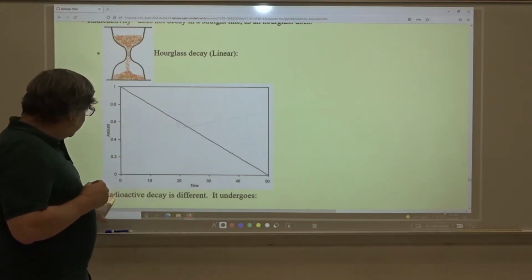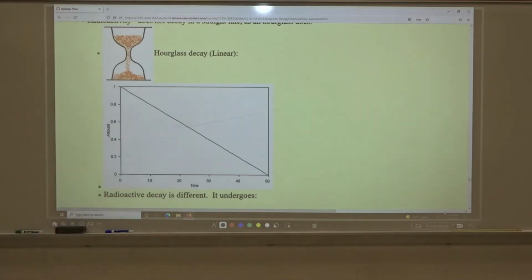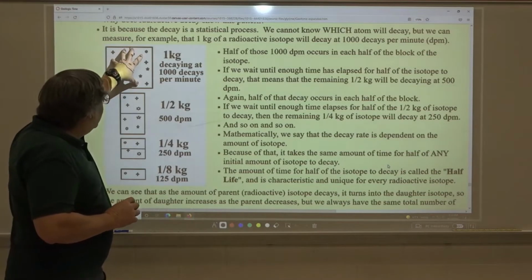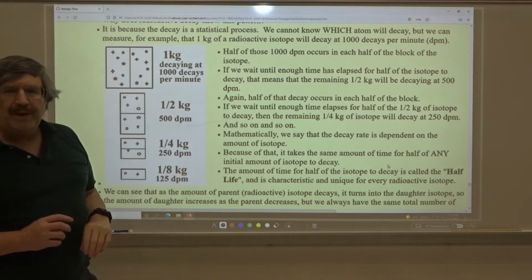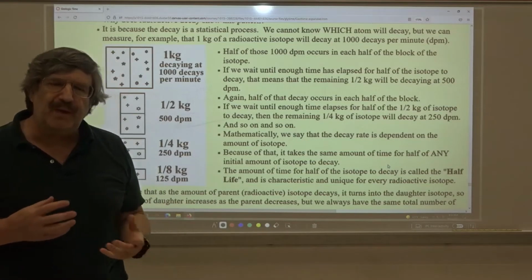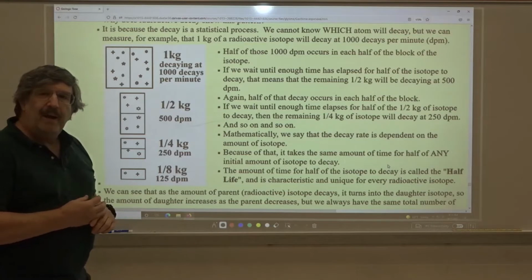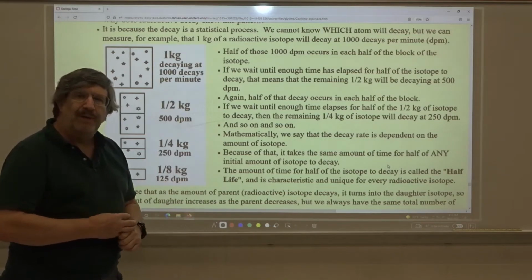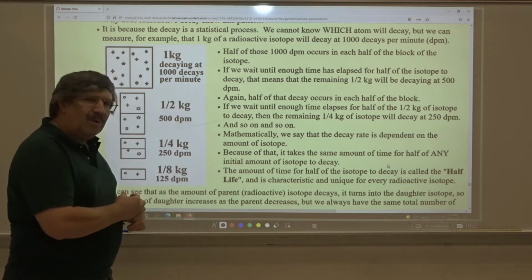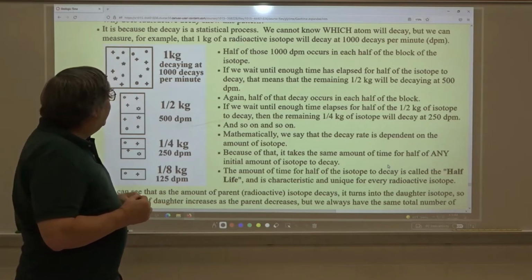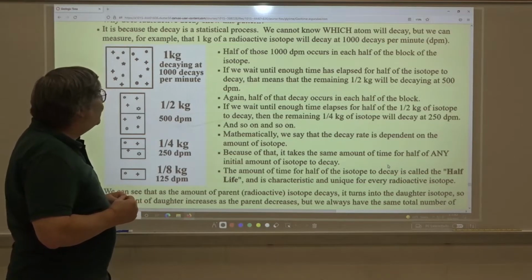The problem is, as it says here, radioactive decay is different. And what happens with radioactive decay is that we have a material which decays at a specific rate dependent on two things. Dependent on which isotope we're dealing with, and that's not something you can really control. That's something that has to be checked empirically. And then we can also look at how much of the material we have.